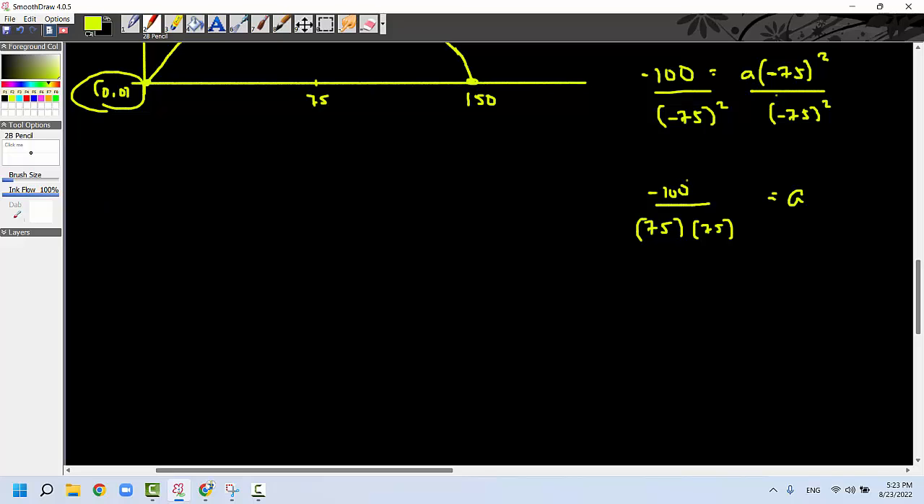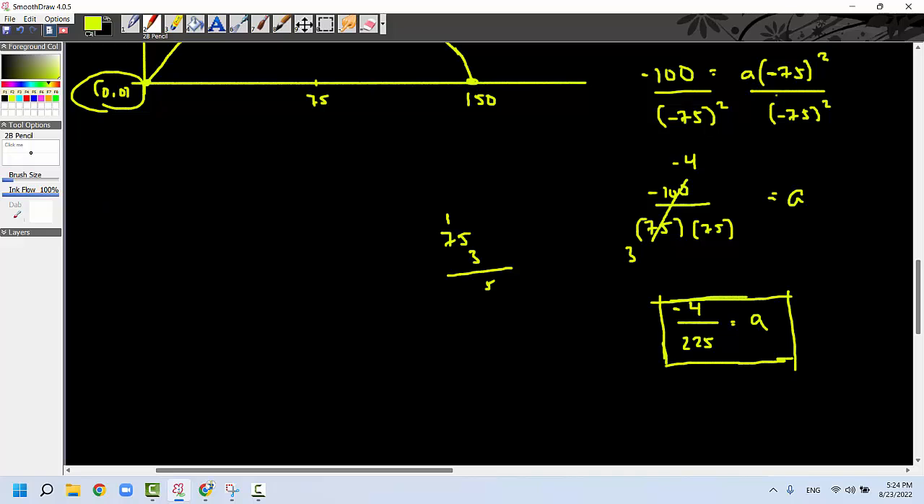These guys both divide into 25. So that's going to become a negative 4. That's going to become a 3. And what I get is negative 4 over 3 times 75. So that's going to be 75 times 3. So that's going to be 15, 20, so 225. So 225 equals A. So that's my A value. So you see, we did that with no calculator.